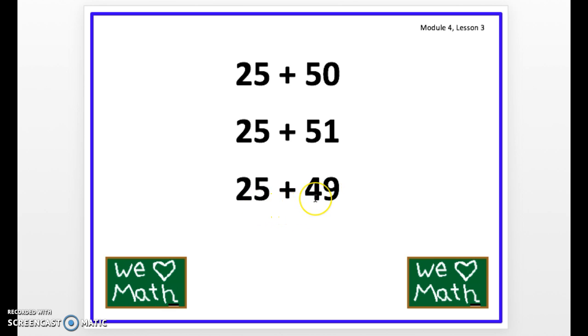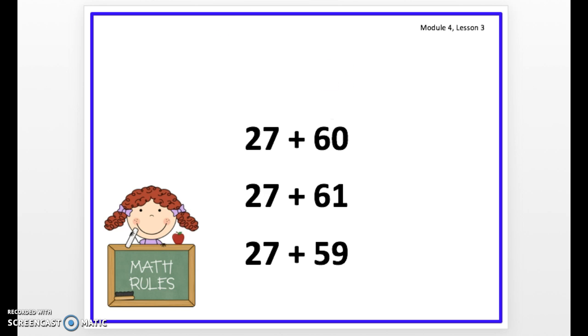25 plus 49 is 74. Now, how did I figure that out so quickly? Well, I just took 1 away from my answer from this one because 49 is 1 less than 50. All right, we're going to try a few more.